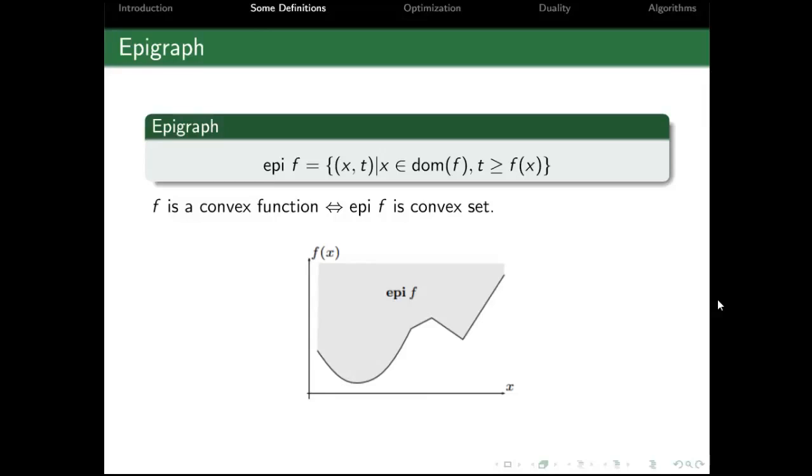So till now we have seen three ways of checking for convexity of a function. First, you can do the first order test or the second order test, or you can check for convexity of the epigraph of the function.